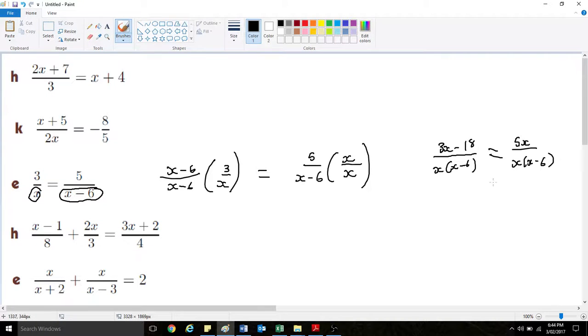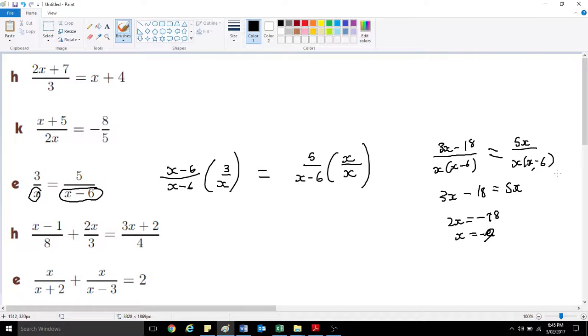Now again, the denominators are equal, which means the numerators are equal. This means we have 3x take 18 equals 5x. Okay, we're going to take 3x from both sides. 2x equals minus 18. And we're going to get x equals minus 9. Minus 9, there we go.